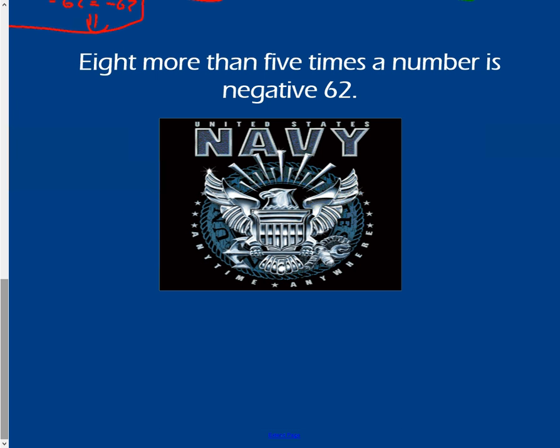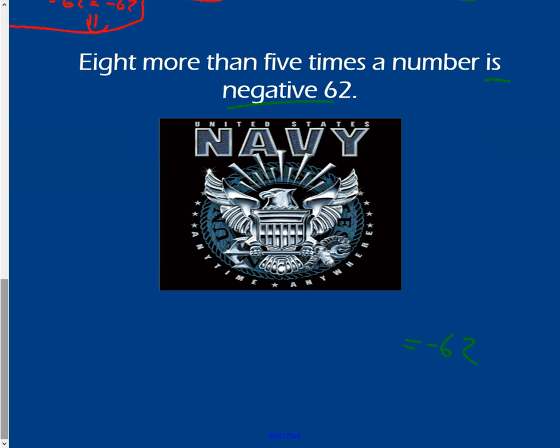All right, last example I'm going to go through with you right now is 8 more than 5 times the number. This is all worded. We have to write it out, man. But hey, we did this last chapter. How do you write out 8 more than 5 times the number is -62? So right away you should know that is going to be equals -62.